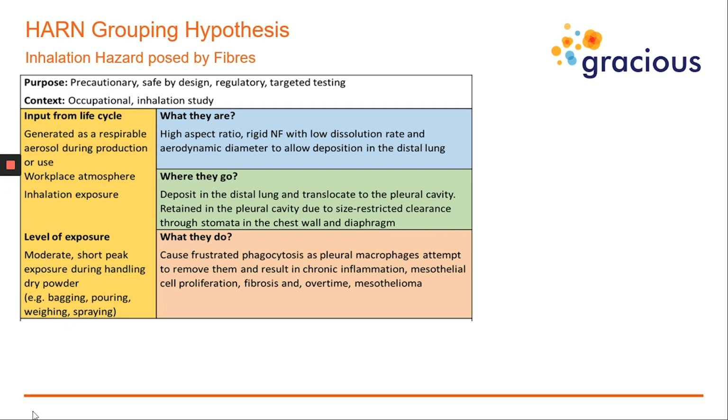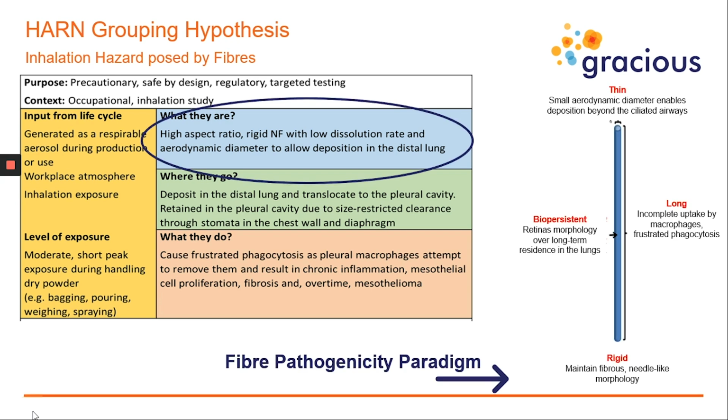The asbestos literature has generated a structure-activity relationship, which defines the physicochemical characteristics governing the pathogenicity of the fiber, and this is known as the fiber pathogenicity paradigm. Therefore, when we consider what they are for our grouping hypothesis, we define the relevant threshold dimensions, for example, length and diameter, for a HARN to meet the fiber pathogenicity paradigm criteria.